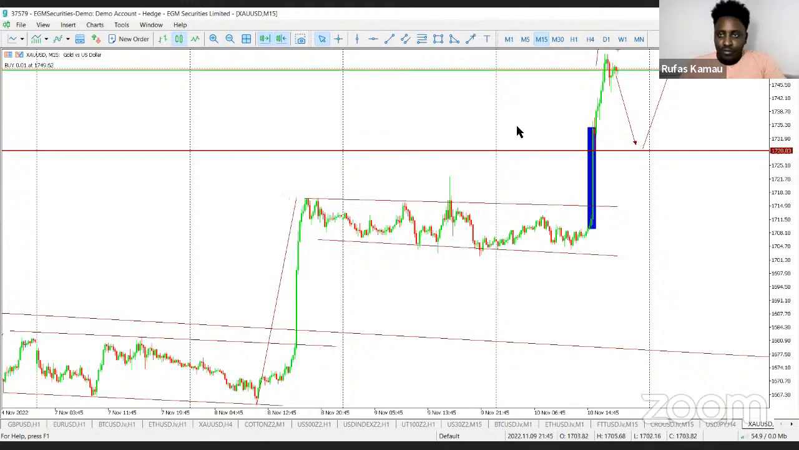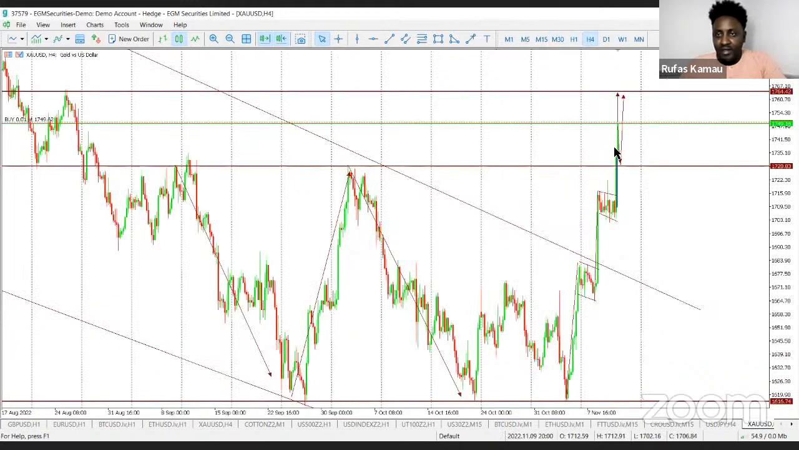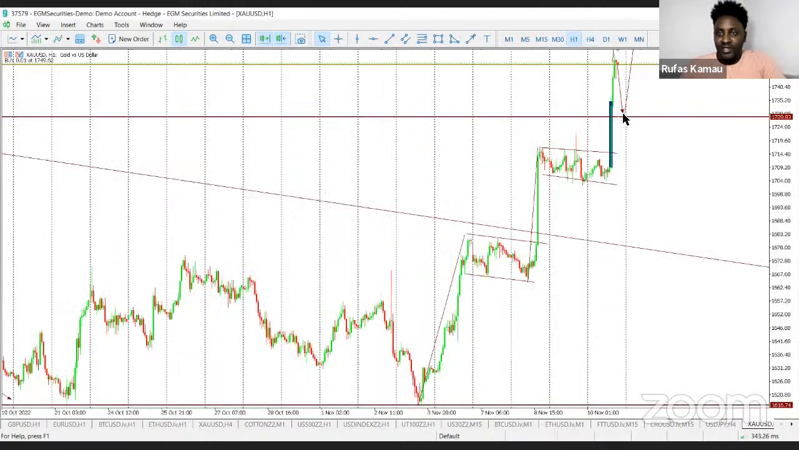So that's it for gold. These are the targets. From the current price level, we're looking at 1764. And if the price forms some form of reversal at the current area, then perhaps a retest of the 1728 price level. From the 1 hour chart, you can already see it happening.